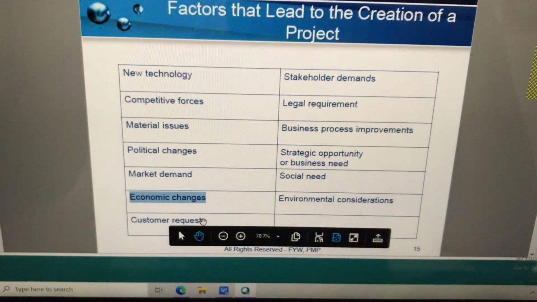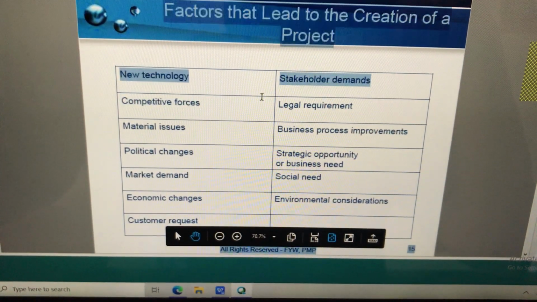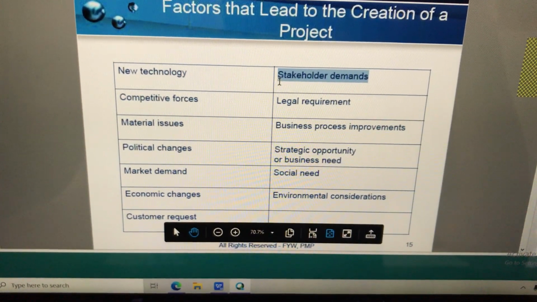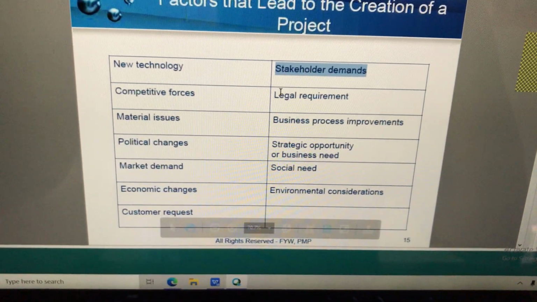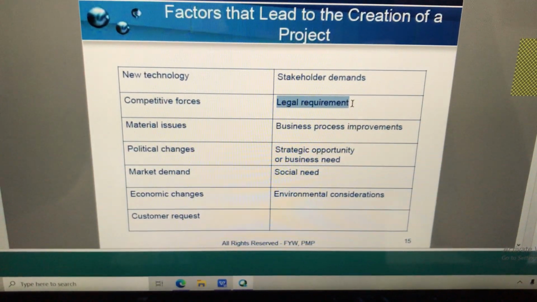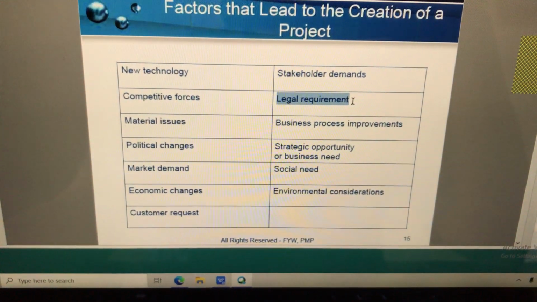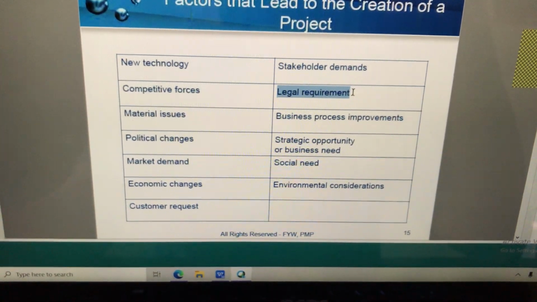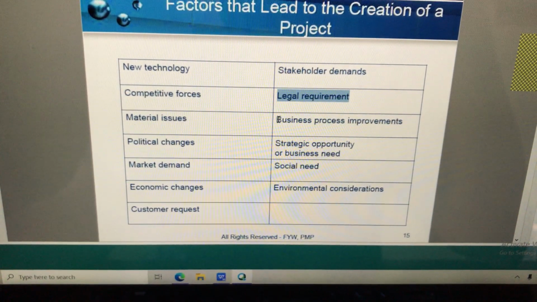Economic changes, customer request, stakeholder demands. Customers are demanding, stakeholders, the end users, are demanding. Legal requirement. In a factory they say, oh, your carbon emission cannot be this percent. So they will have a new project to ensure that they are able to treat the effluents.